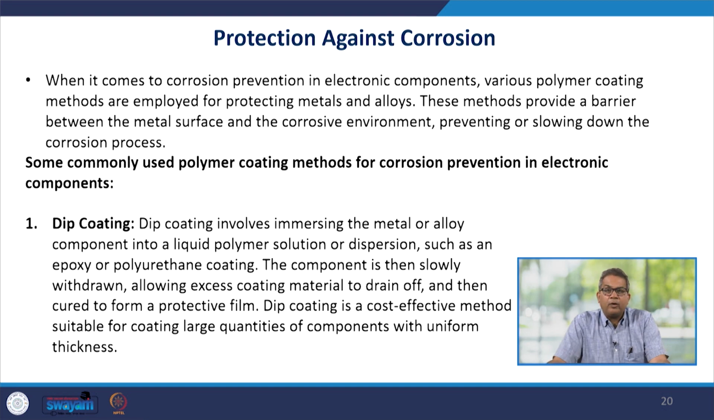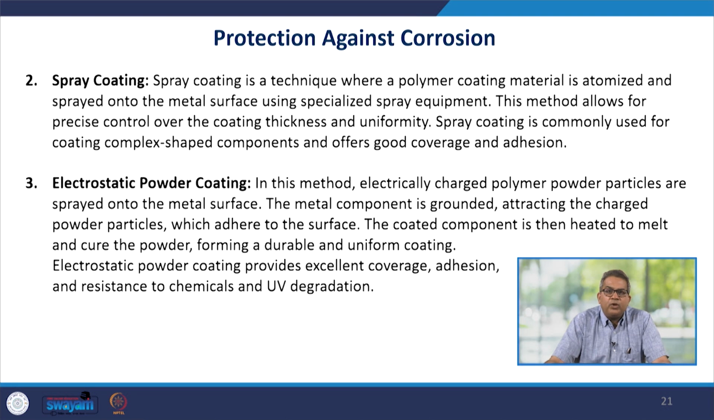Dip coating involves immersing the metal or alloy component into a liquid polymer solution or dispersion such as epoxy or polyurethane coating. The component is then slowly withdrawn, allowing excess coating material to drain off, and then cured to form a protective film. This is the most cost effective method, suitable for coating large quantities of components with uniform thickness.